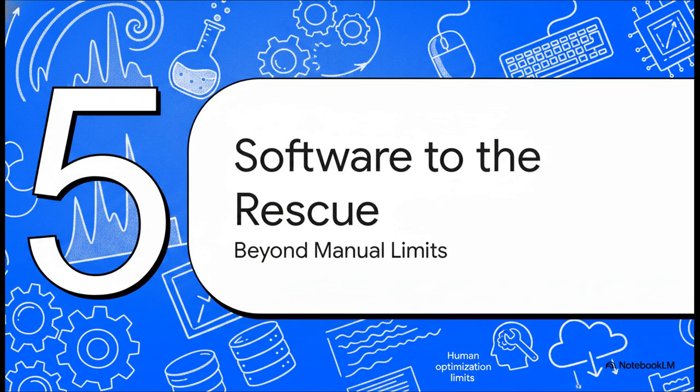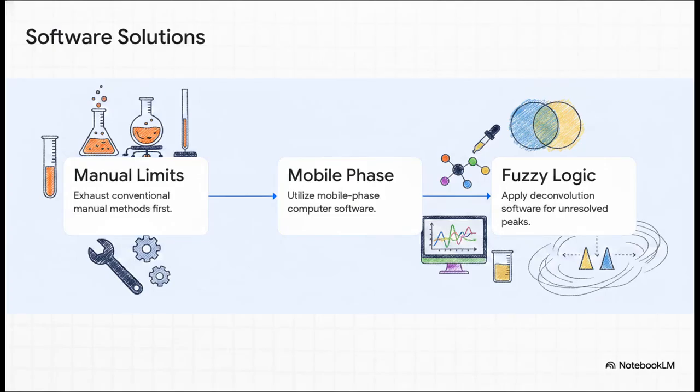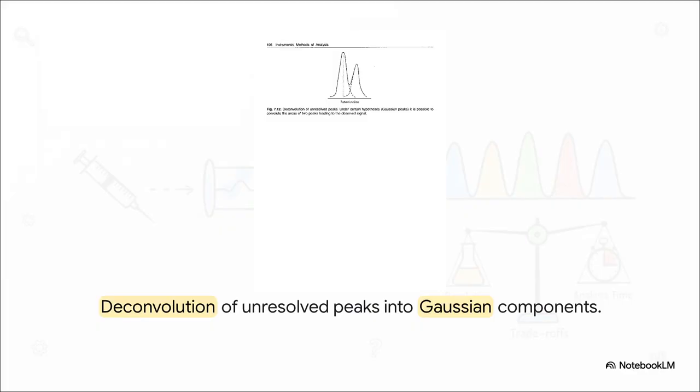Finally, Section 5, Software to the Rescue. So what happens when human optimization hits a wall? When you've manually tweaked the temperature and swapped the columns until you're blue in the face? Well, when conventional methods aren't enough, and this happens a lot in liquid chromatography, where mobile phase composition is so critical, you turn to specialized computer software to help find that perfect composition. And if that still doesn't do the trick, that's when you bring out deconvolution software, or what's sometimes called fuzzy logic. Fuzzy logic is basically the ultimate analytical hack.